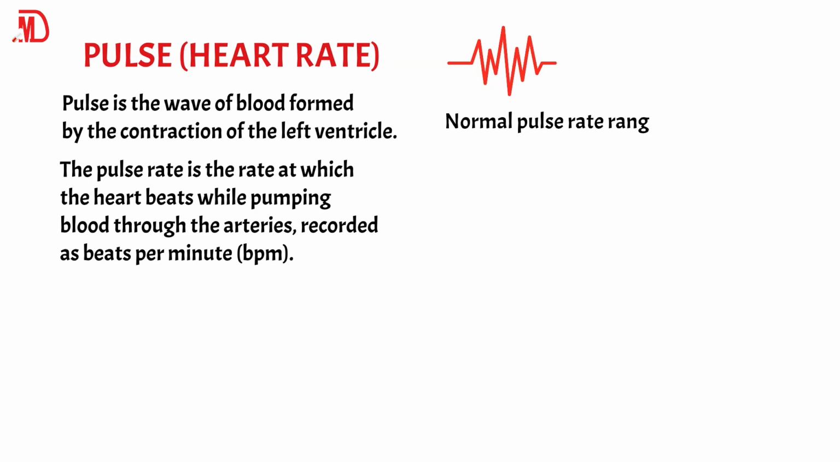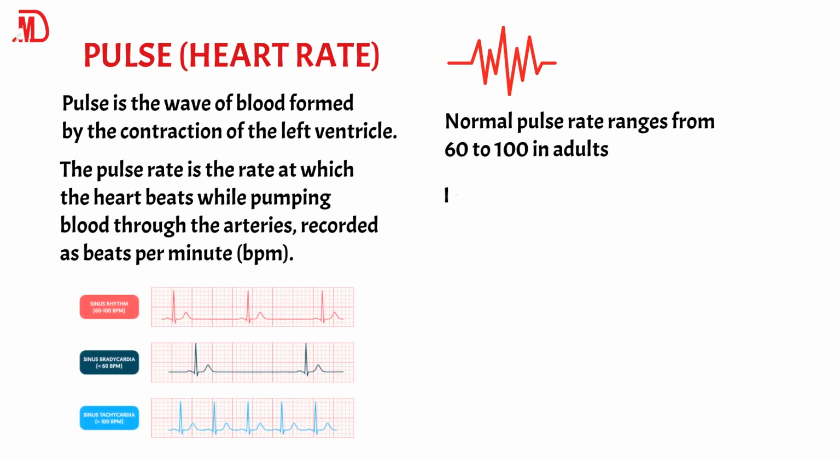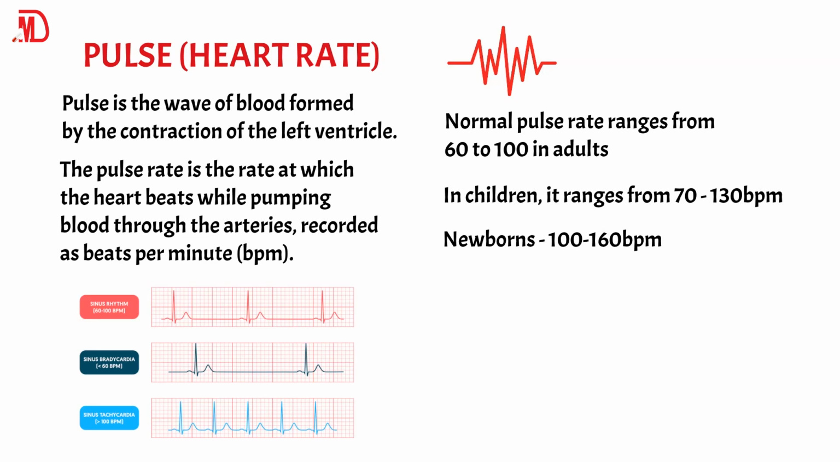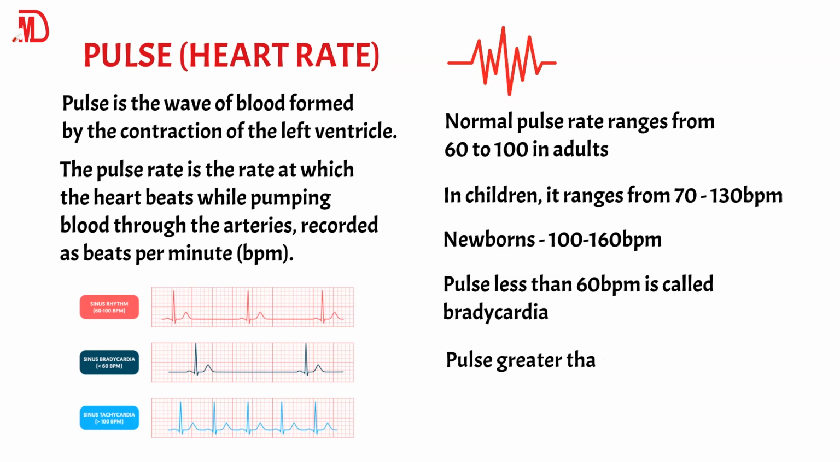The normal pulse rate ranges from 60 to 100 beats per minute in adults. In children, it ranges from 70 to 130 beats per minute. In newborns, it ranges between 100 to 160 beats per minute. Pulse less than 60 beats per minute is called bradycardia, whereas pulse greater than 100 beats per minute is called tachycardia.